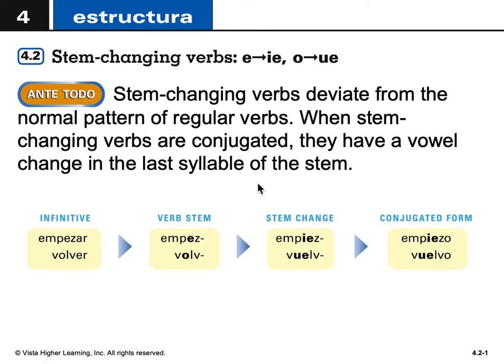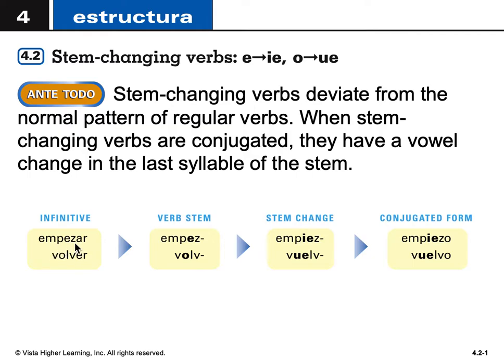Estructura 4.2, stem changing verbs, E to IE stem changers, and O to UE stem changers. We actually have another set coming up after this. So for this lesson, we're just focusing on these two different stem change types. Stem changing verbs deviate from the normal pattern of regular verbs. When stem changing verbs are conjugated, they have a vowel change in the last syllable of the stem.